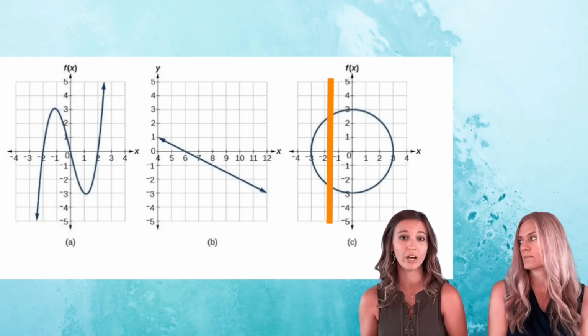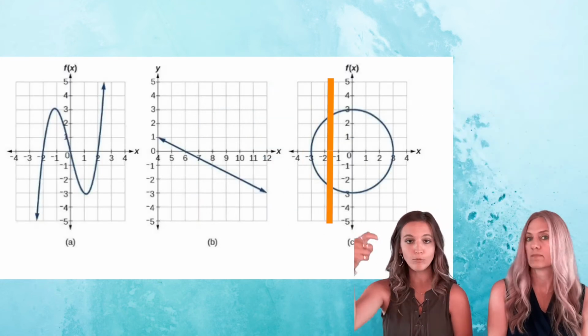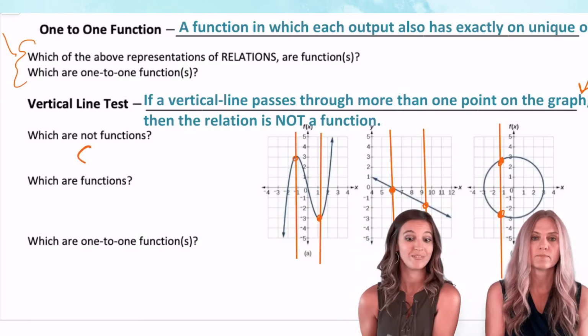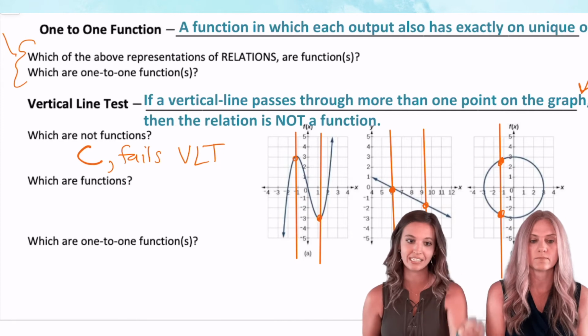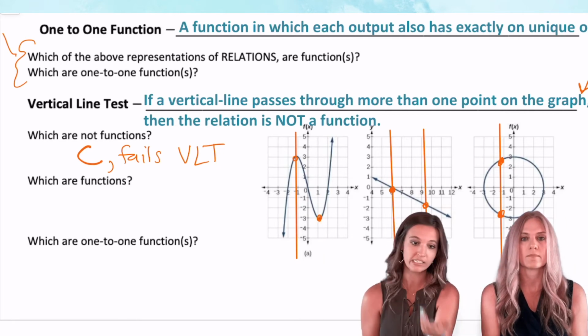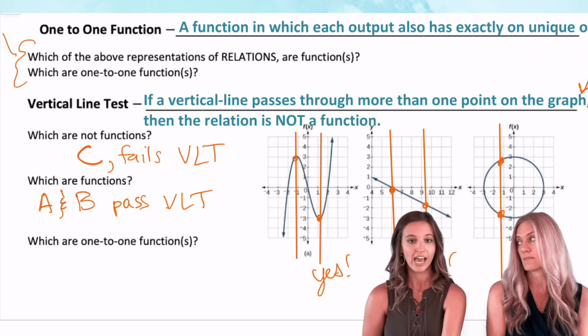But then I move to the third one, I could draw a vertical line on this one, and I'm crossing twice because it's a circle. It's gonna intersect my vertical line twice. So C is not a function, so I can say that right away. The other 2 are functions, I just need to figure out what kind of functions they are. So when it says which are functions, I'm gonna say A and B, and then one-to-one.